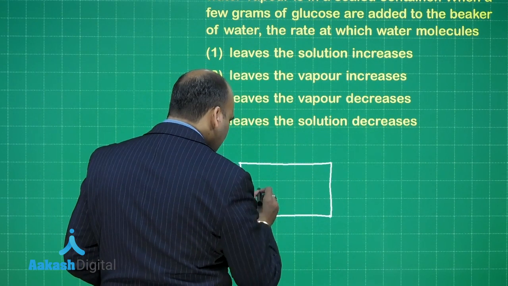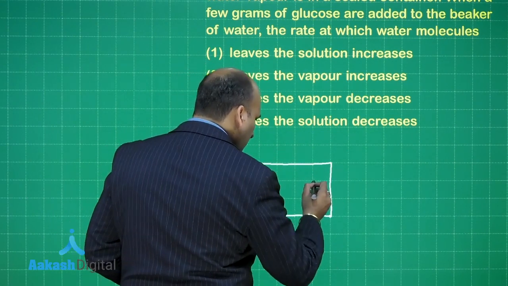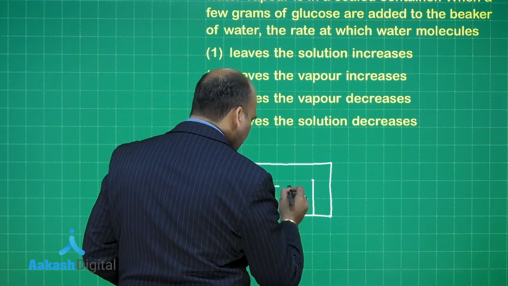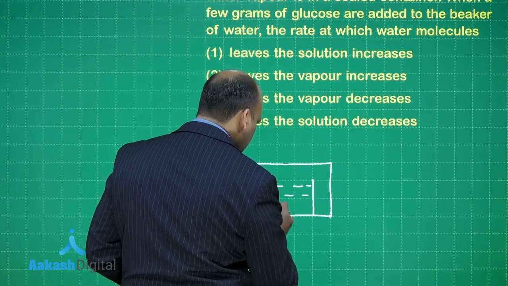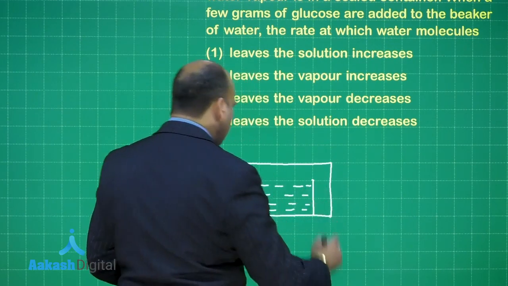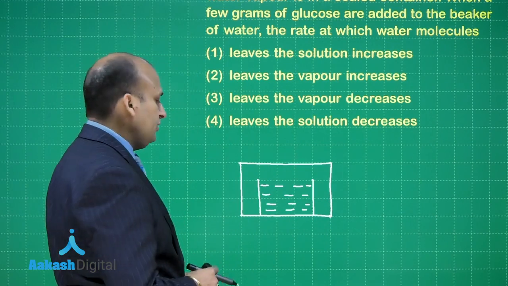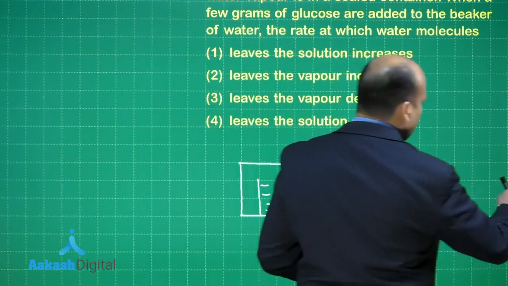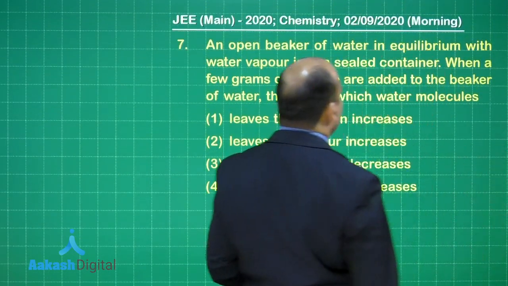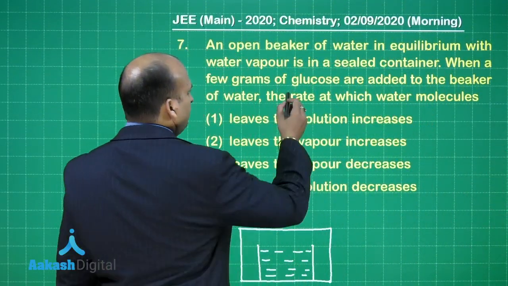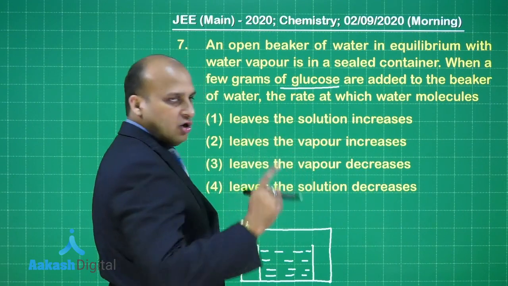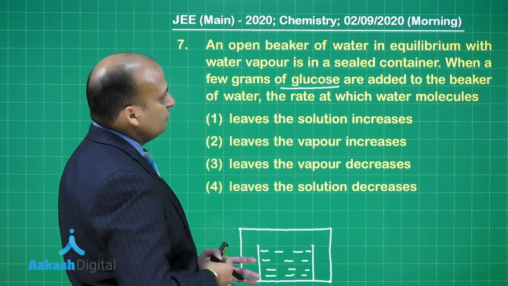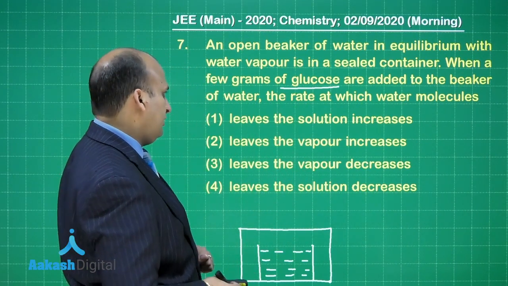So over here I have one open beaker, and here I have some water or some solution in it. This is how we have the diagram. Now it says that you have to add a few grams of glucose. Glucose is a non-volatile solute, so it is added to the beaker of water, fine.